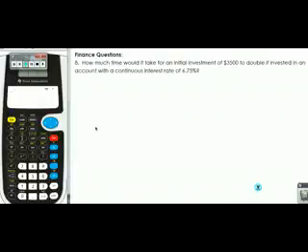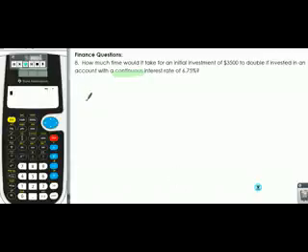Alright, finance question. How much time would it take for an initial investment of $3,500 to double if invested in an account with continuous interest rate? So as I read this, I have a lot of good information. First off, continuous. That tells me I want to use my formula.